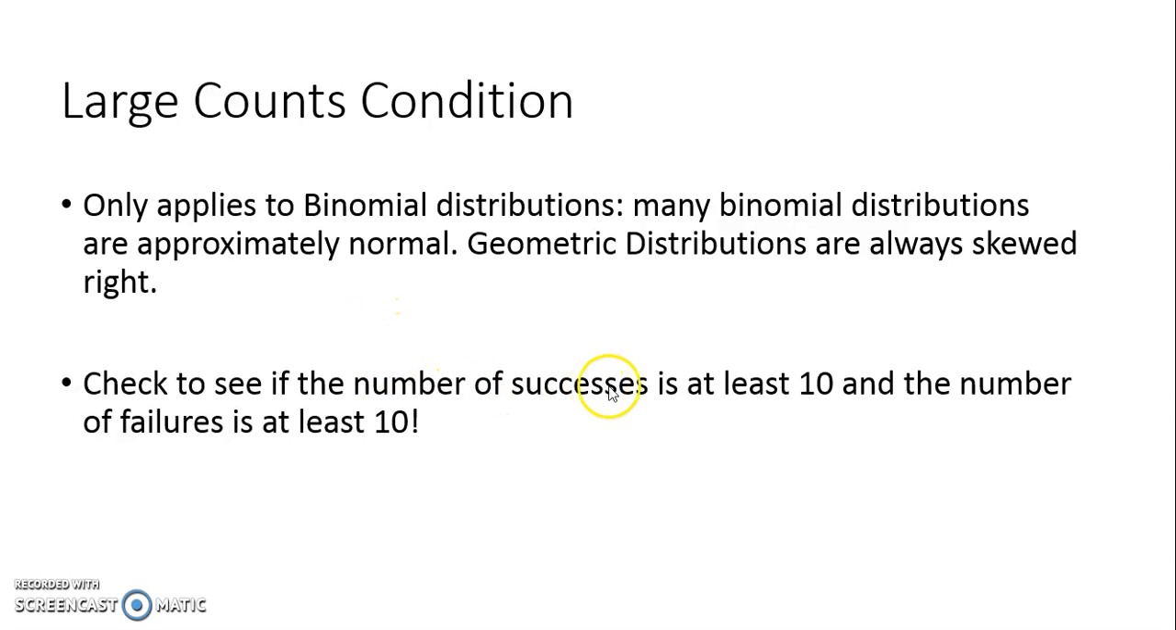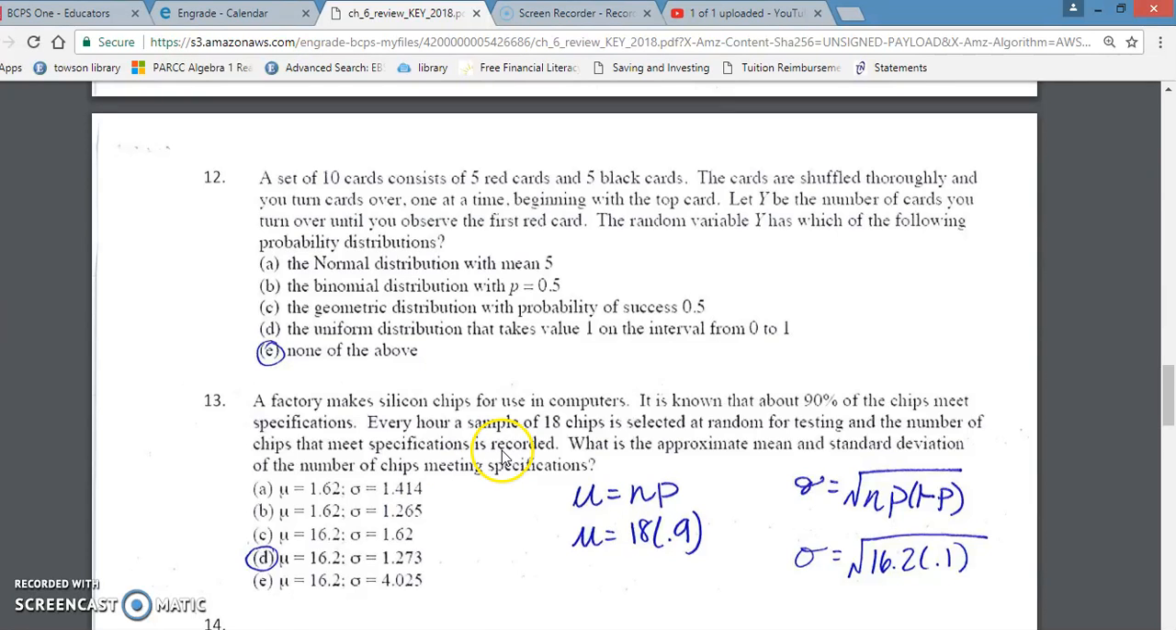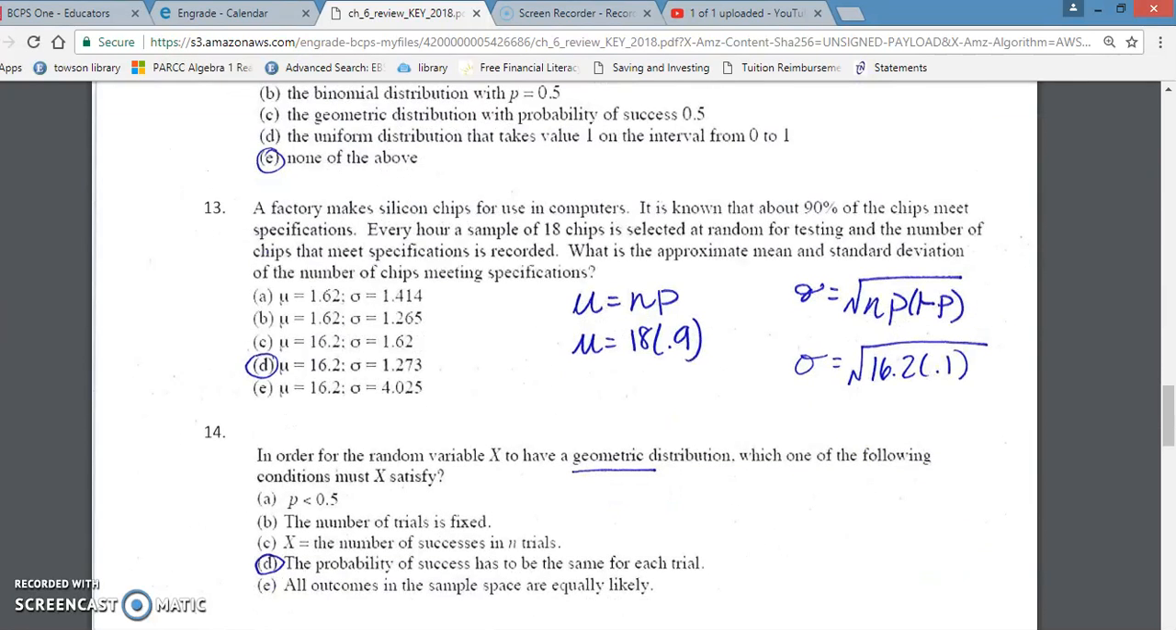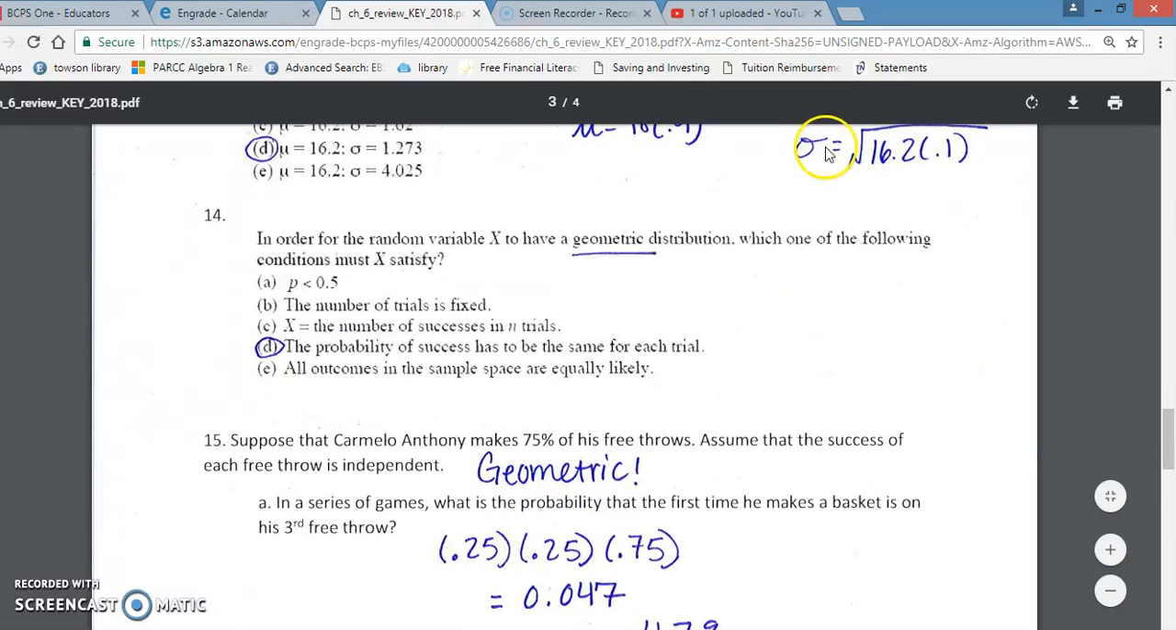The number of successes is large enough, so they say at least 10 successes. The number of failures is at least 10. So 10 and 10, bare minimum that this could pass is 20. Usually it's a lot more trials for that to pass because usually we don't have a 50-50 probability. So going back to some of the other questions, this one's straightforward, just use the formulas.